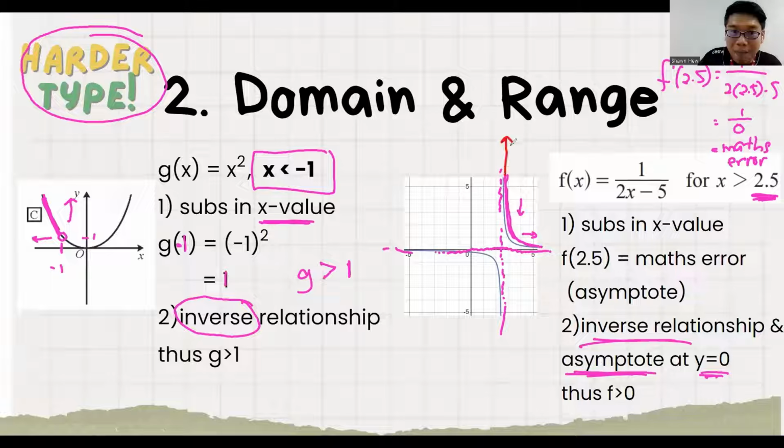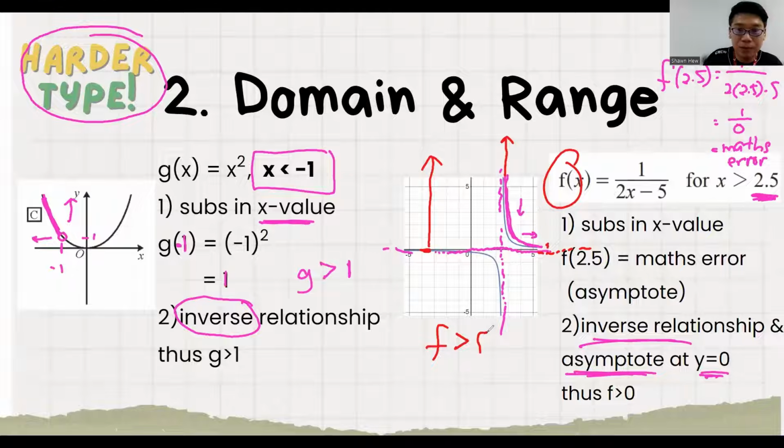I can go infinitely up, but going down, it is blocked by my asymptote. That's why my graph is from 0 all the way up, but does not include 0. So that's why my range is f more than 0. All right. So this is the harder type of question when it's not a directly proportional relationship. Be extra careful. And if you face any problem, please feel free to comment and seek my advice.